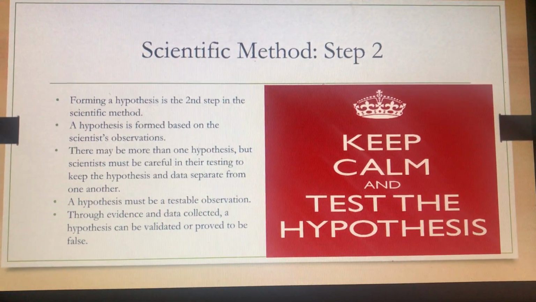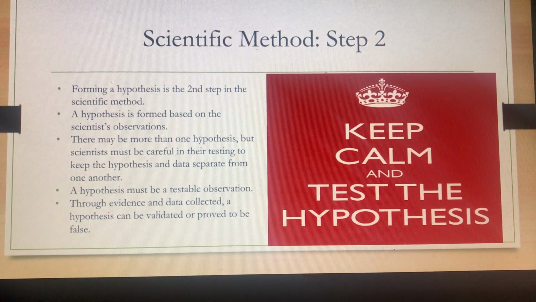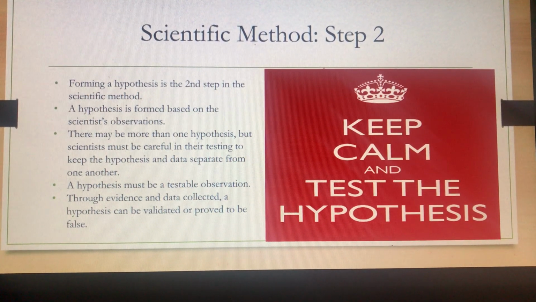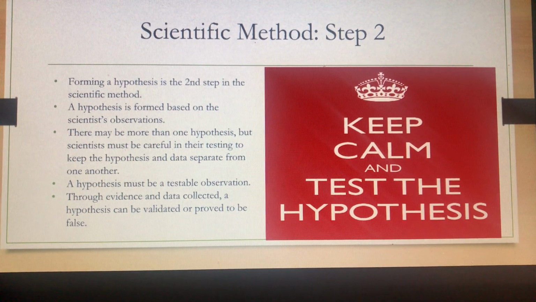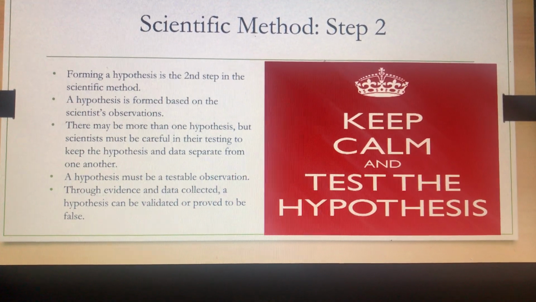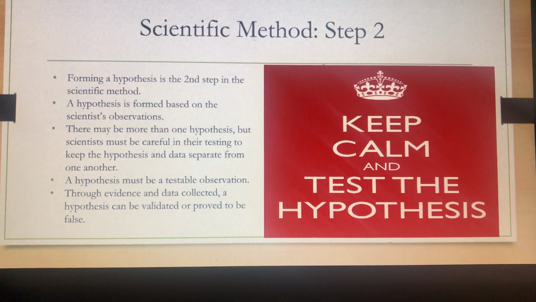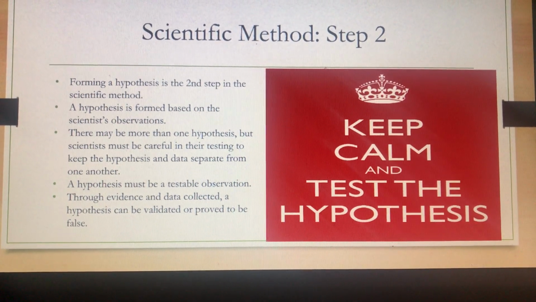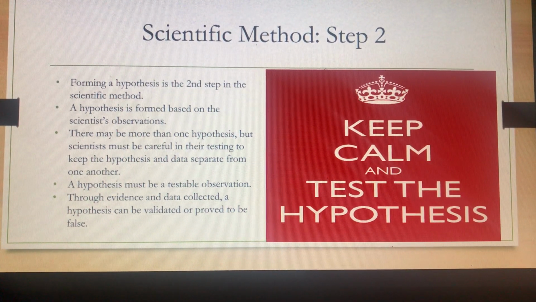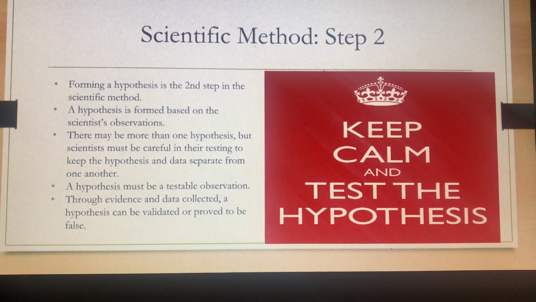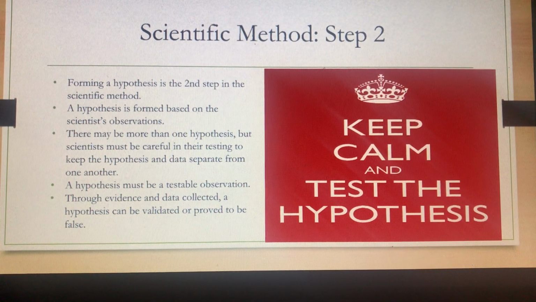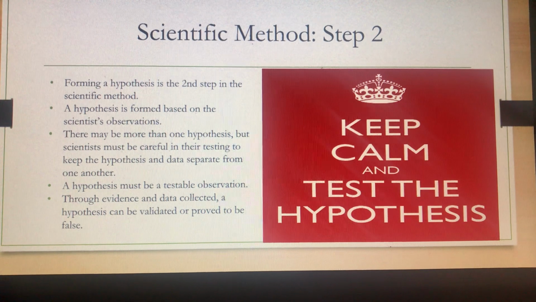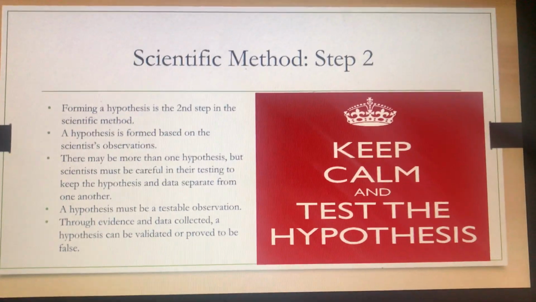Scientific method, step 2. Forming a hypothesis is the second step in the scientific method. A hypothesis is formed based on the scientist's observations. There may be more than one hypothesis, but scientists must be careful in their testing to keep the hypothesis and data separate from one another. A hypothesis must be a testable observation. Through evidence and data collected, a hypothesis can be validated or proved to be false.